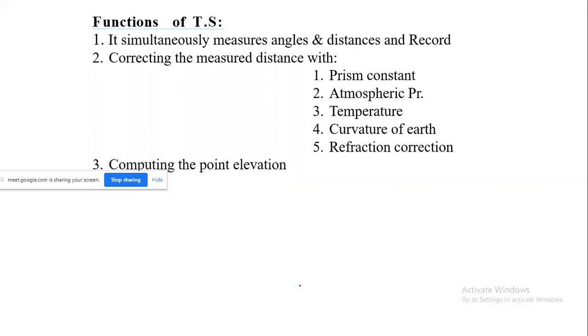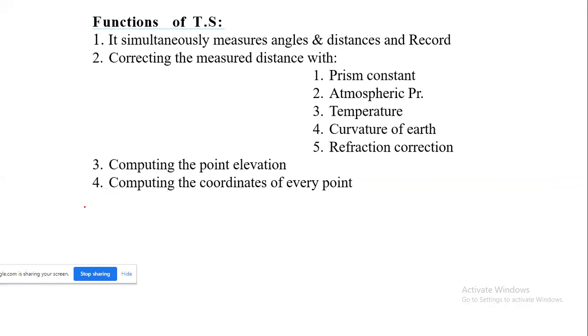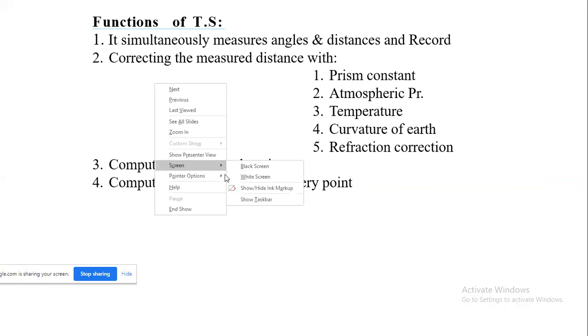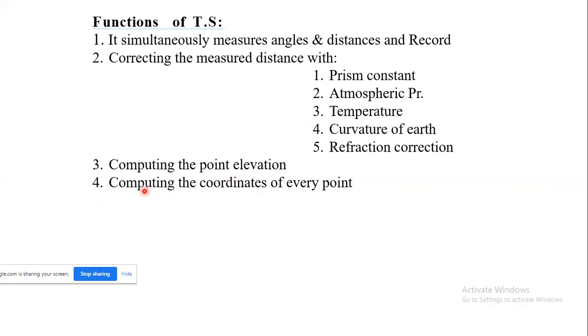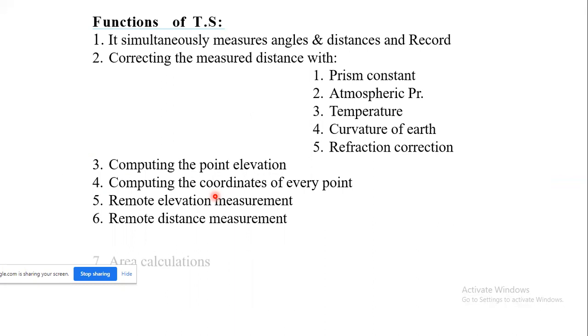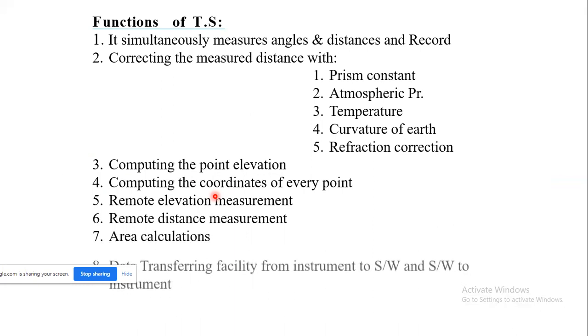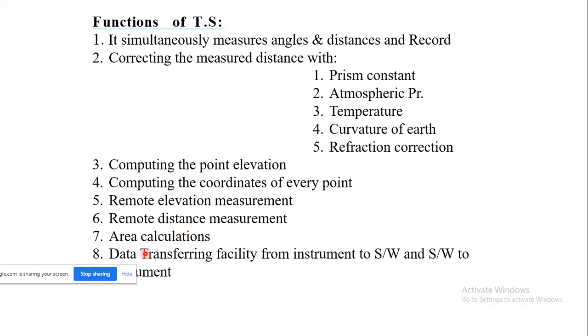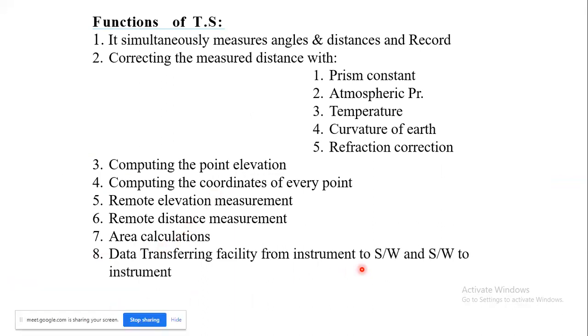Compute the point elevation, that is RL. Then computing the coordinates of every point. As I showed you before, in order to measure the area, you require the x, y, and z coordinates. With respect to that, you calculate the coordinates of other points. Then remote elevation measurement, remote distance measurement, area calculations, and data transferring facility from instrument to software and software to instrument.